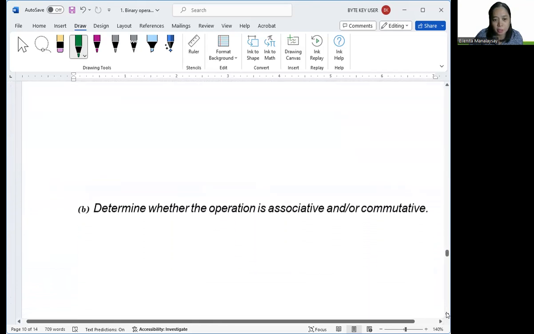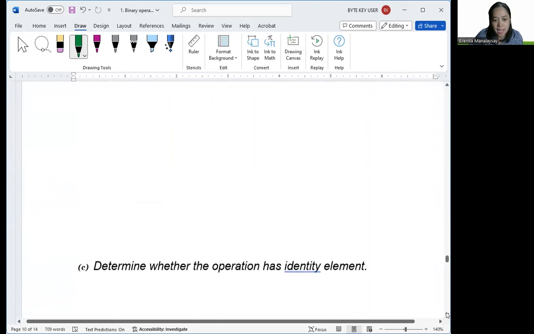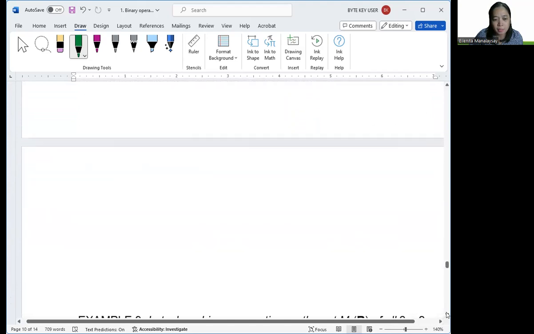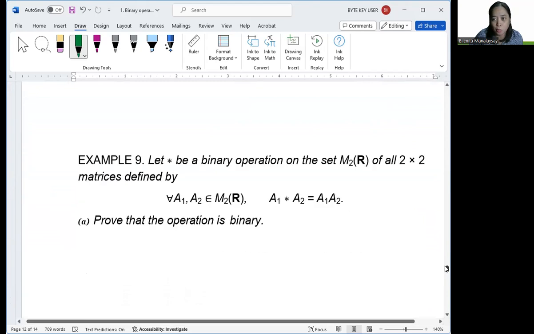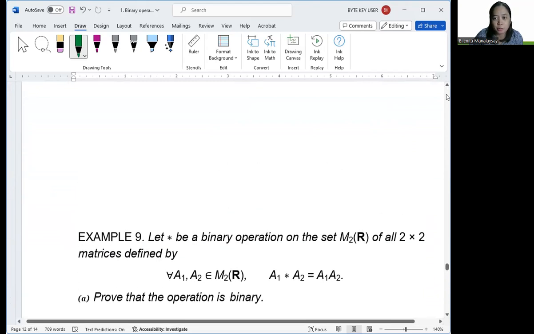Okay. Example 8. And do I have example 9? Okay, this is proving, and I think I will give the proof of this in our next video. Okay, I'll stop the recording.